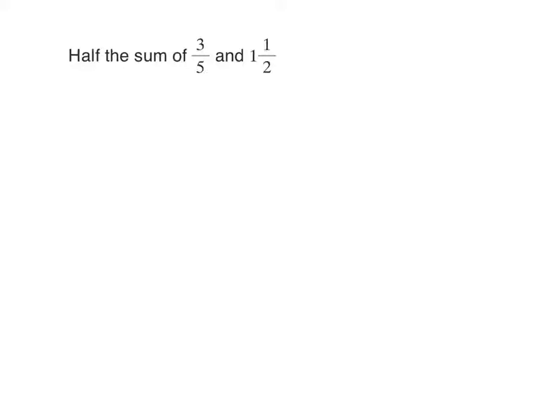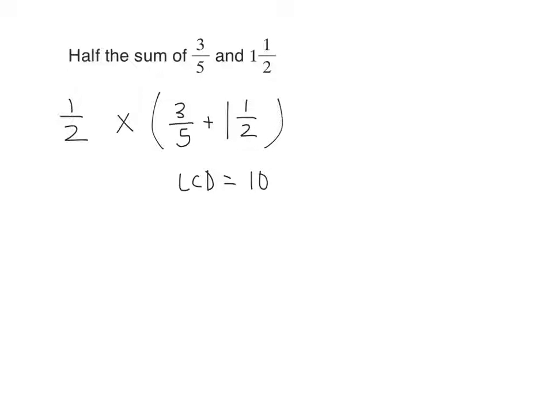Now it tells us to find half the sum of 3/5 and 1 1/2. Are we doing the half part first or the sum part first? The sum part. So that means we need to put that into parentheses. Again, we're finding the sum of 3/5 plus 1 1/2. And if we're finding half of something, is it 1/2 times that? Okay. So now let's go ahead and solve. Once again, we know our LCD is going to be 10.